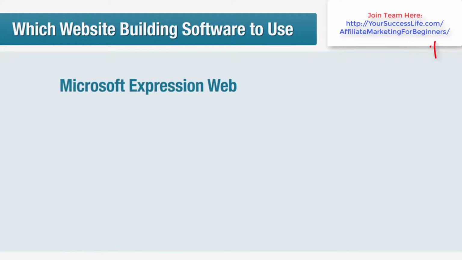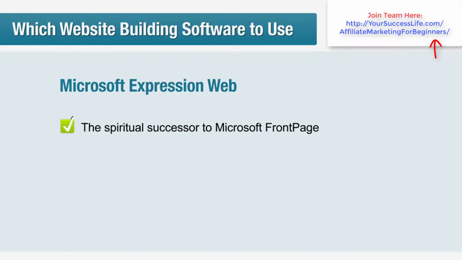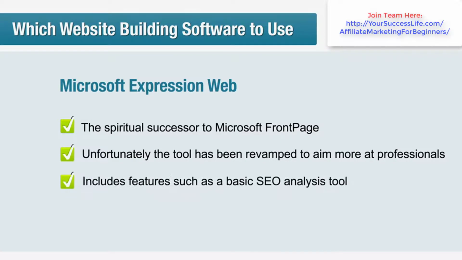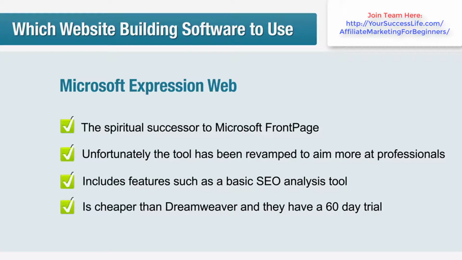Microsoft Expression Web. The spiritual successor to Microsoft FrontPage, Microsoft Expression Web, which is part of the Microsoft Expression Studio Suite, is a slick new way for designing modern web pages. Unfortunately, the tool has been revamped to aim more at professionals, but it does include features such as a basic SEO analysis tool, and it's also cheaper than a new version of Dreamweaver. And Microsoft has a 60-day trial available, so you can decide whether you want to use this software.